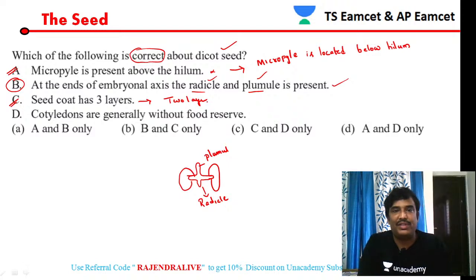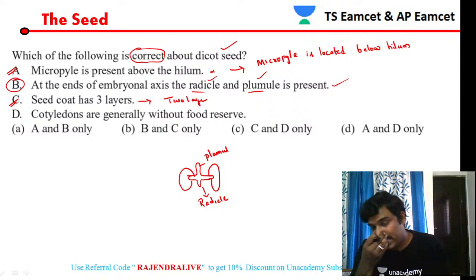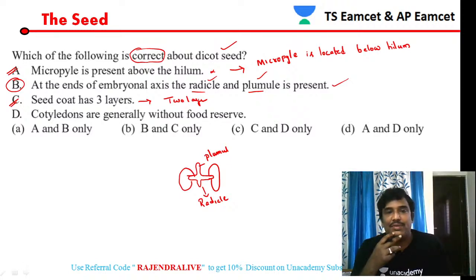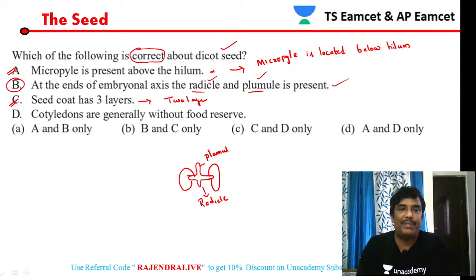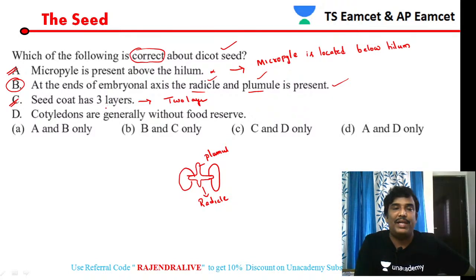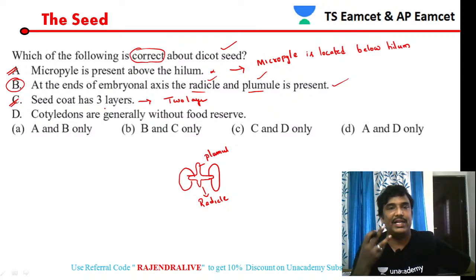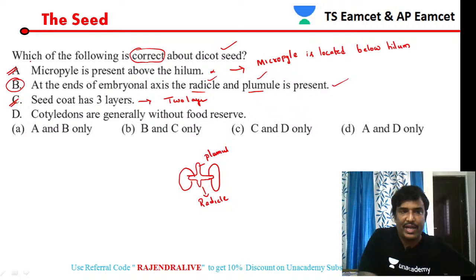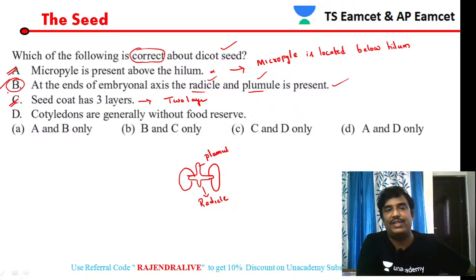But seed coat having three layers is a wrong statement. Seed coat is having two layers, testa and tegmen. But in some rare cases, three layers may also be present, if the ovule is surrounded by three membranes, outer and inner. If it is two membranes, then two layers only. Anyhow, out of all these, statement B is the only right statement, and C sometimes can be correct.